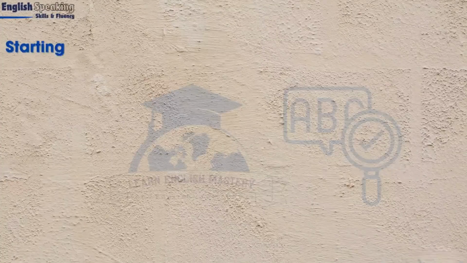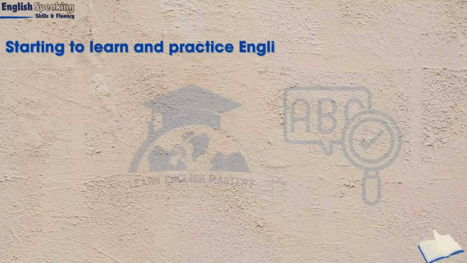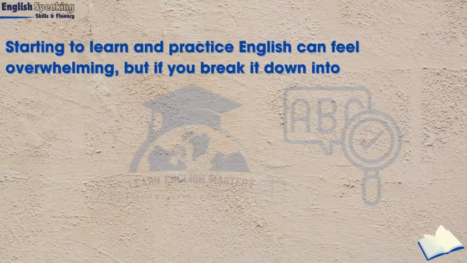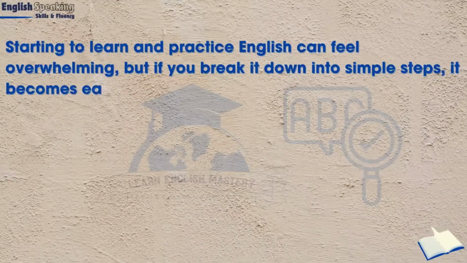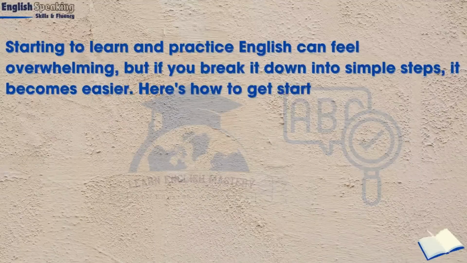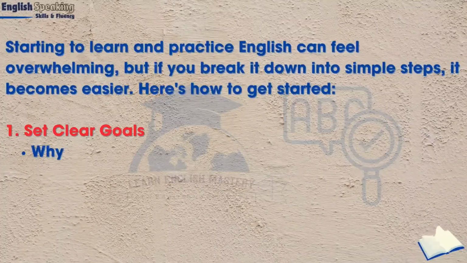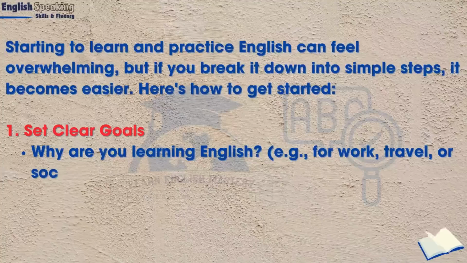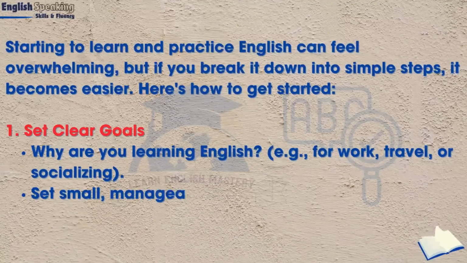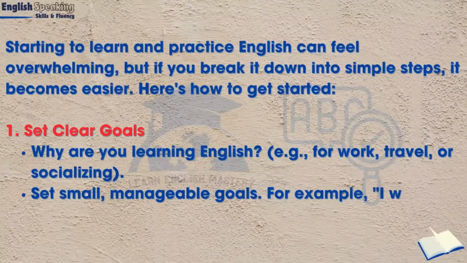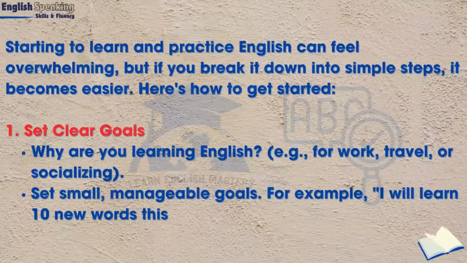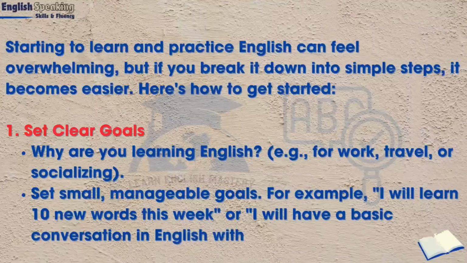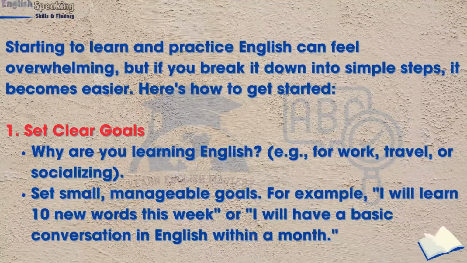Starting to learn and practice English can feel overwhelming, but if you break it down into simple steps, it becomes easier. Here's how to get started. 1. Set clear goals. Why are you learning English? E.g., for work, travel, or socializing. Set small, manageable goals. For example, I will learn 10 new words this week, or I will have a basic conversation in English within a month.